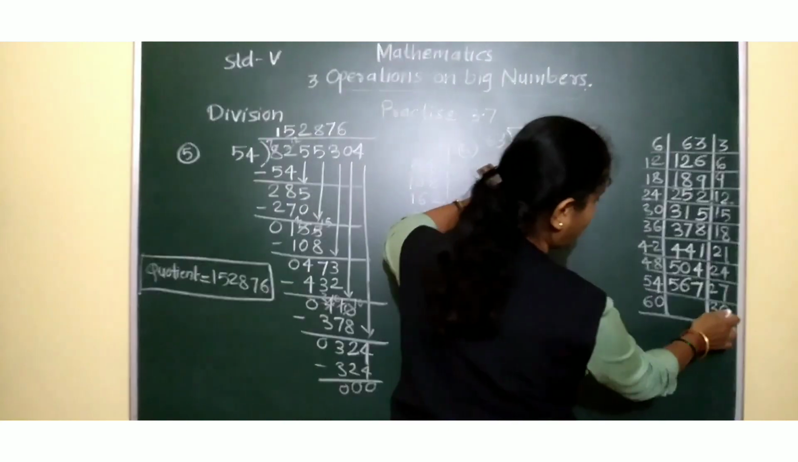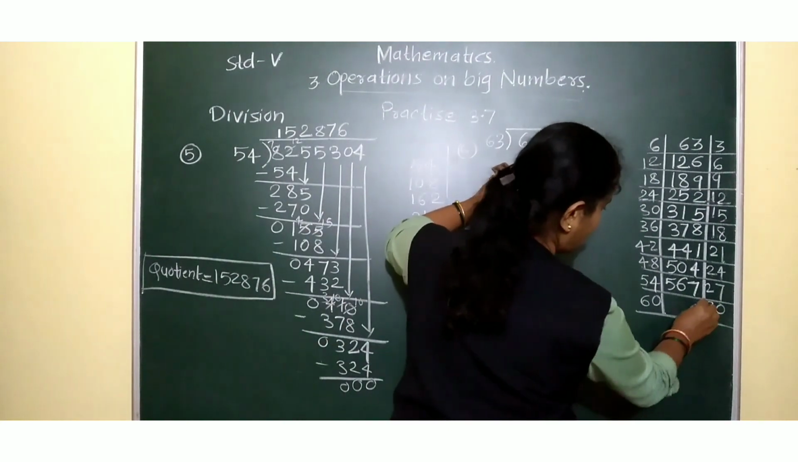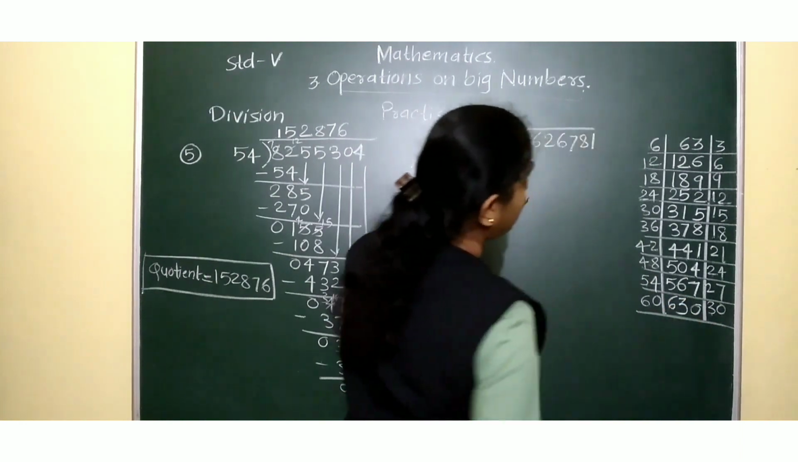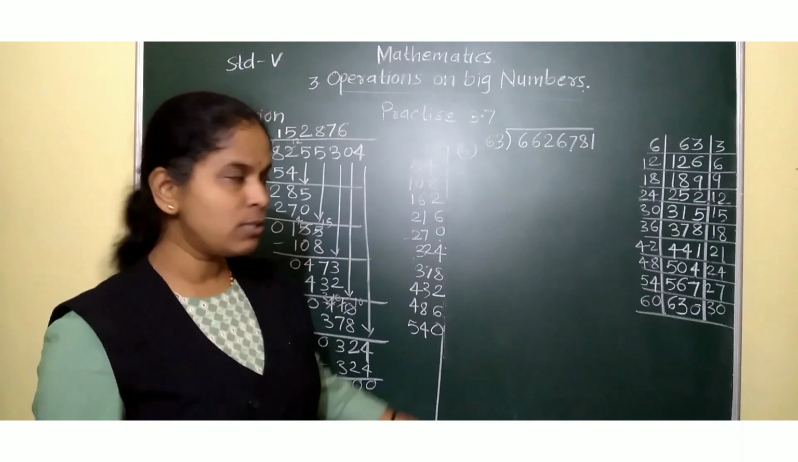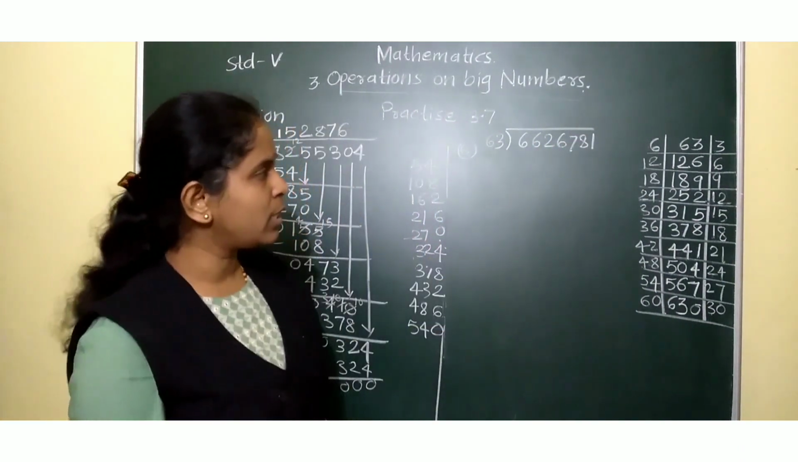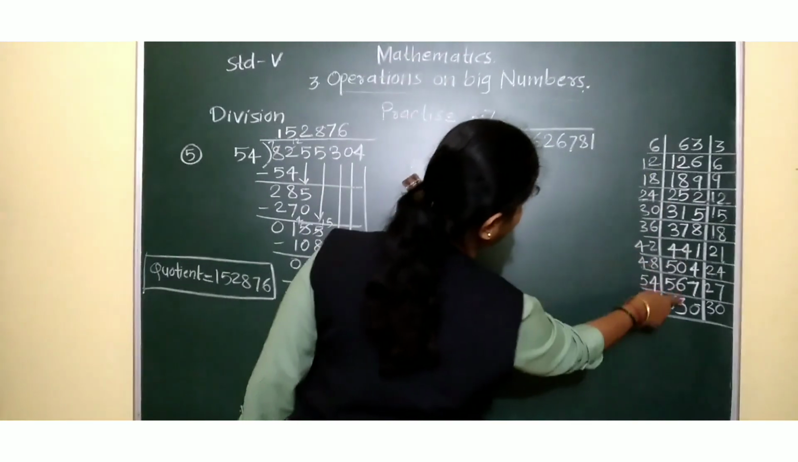And now here what we will do? 0 write as it is. And in 60 we have to add 3. 60 plus 3 is 63. Got it? In this way we have to make the table of big numbers. Now we will use this table of 63.